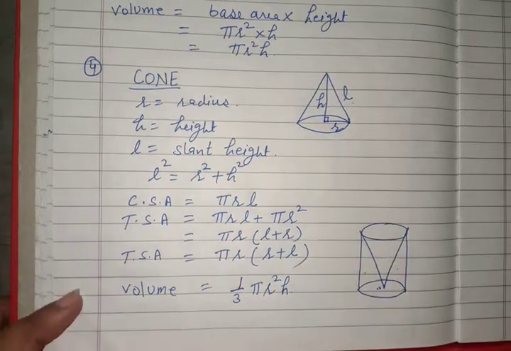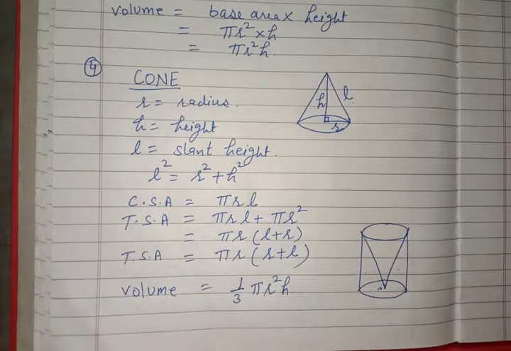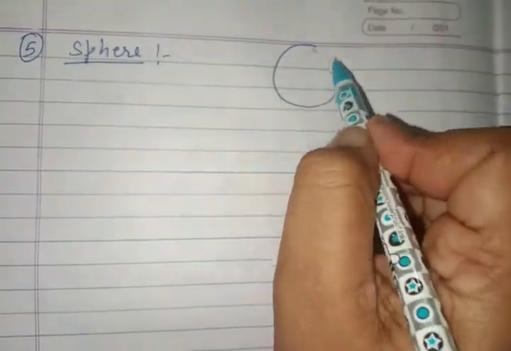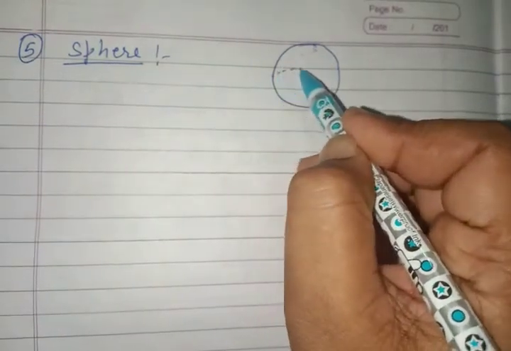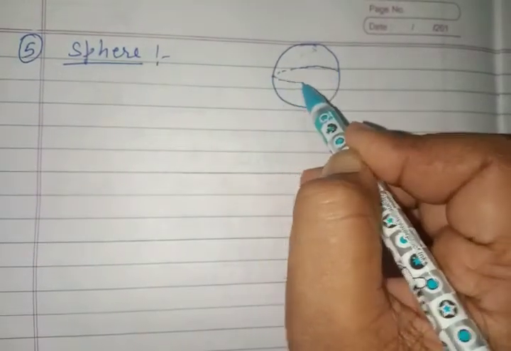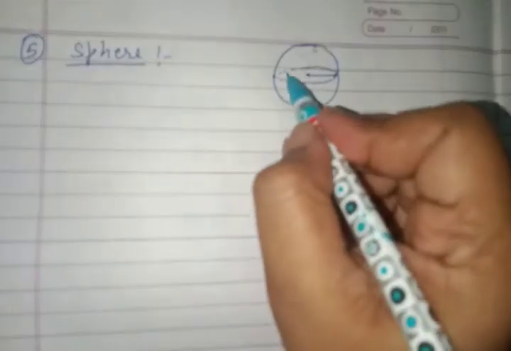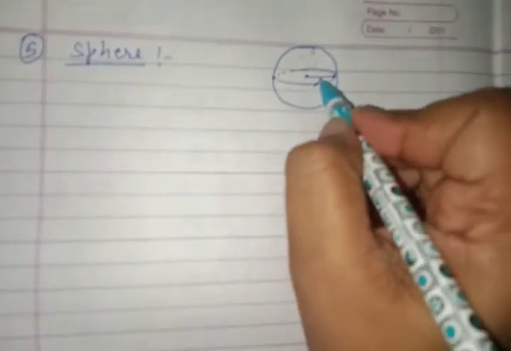Next figure that we'll study, fifth figure, is sphere. Sphere is this figure, which is again a 3-dimensional figure. You can take a ball here. This is the radius that is given to you.